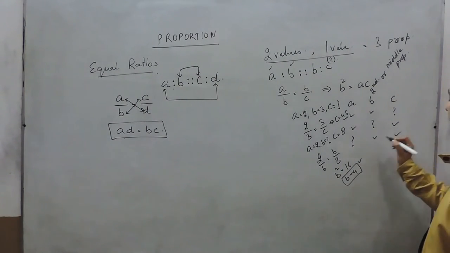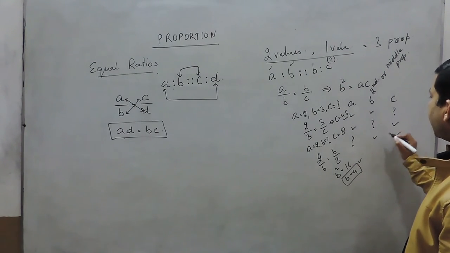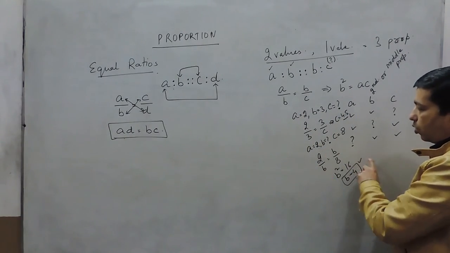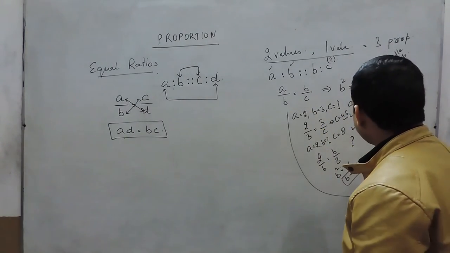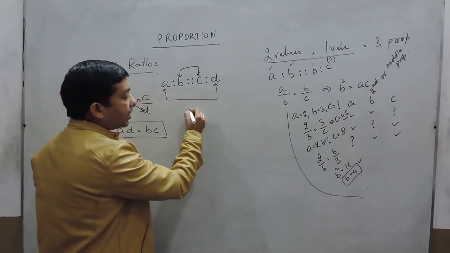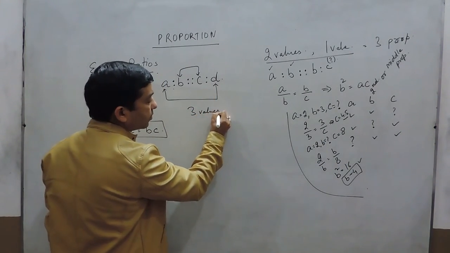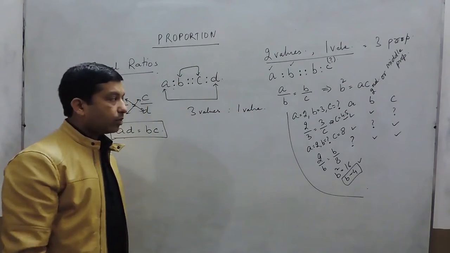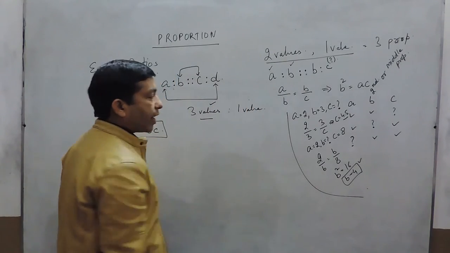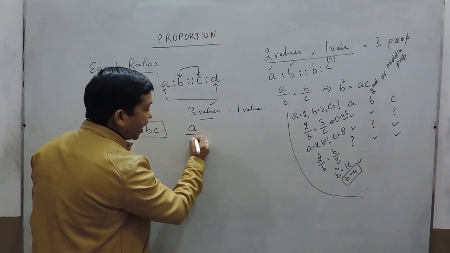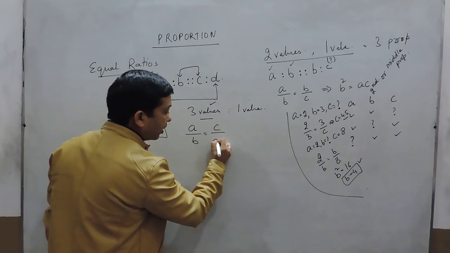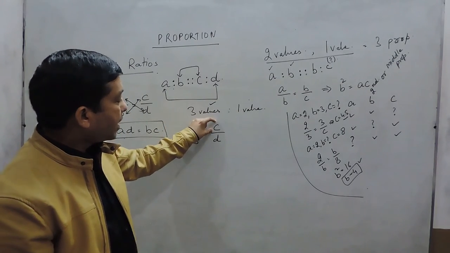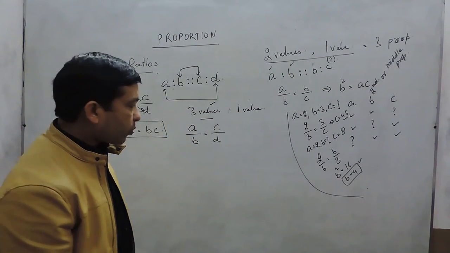In the same way, we can have the values of B and C, and we have to find out the value of A. Then A is unknown and B and C are known values. So this is one case. Another case is when 3 values are known to us and we have to find out the fourth value. We put it A upon B is equal to C upon D, where A is known as the first proportion, B the second proportion, C the third proportion, and D the fourth proportion.